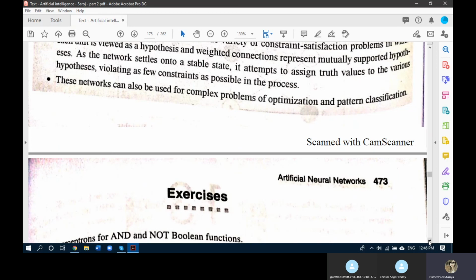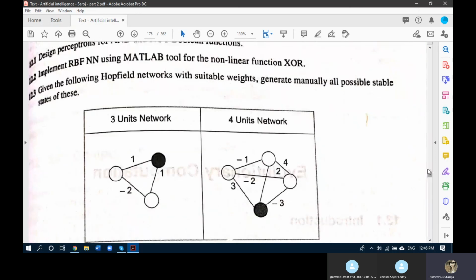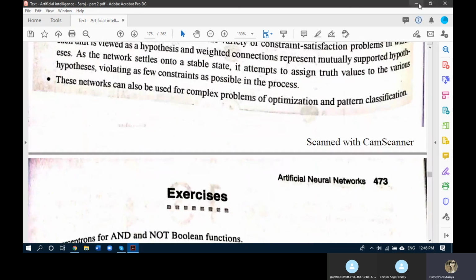For instance, I showed you the MNIST example. MNIST also has some patterns, handwritten digits 1, 2, 3. Hopfield network can be used for that classification as well. With this, we have done our unit 4 and the chapter on neural networks.